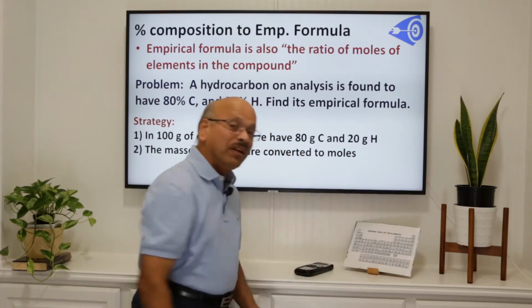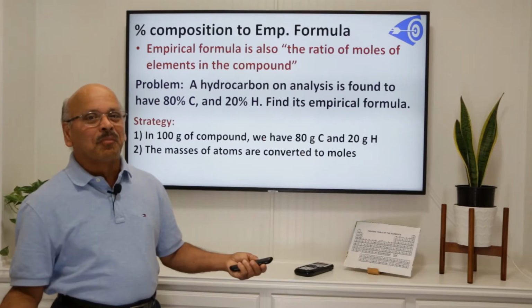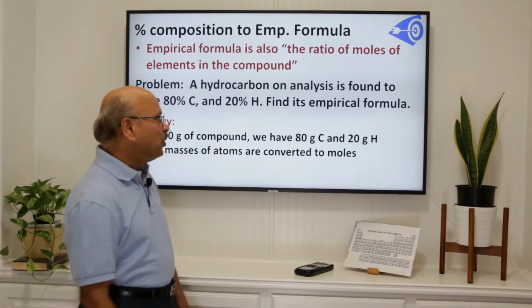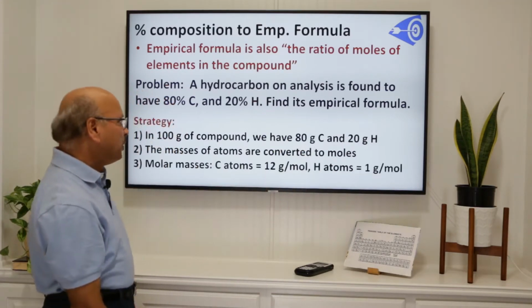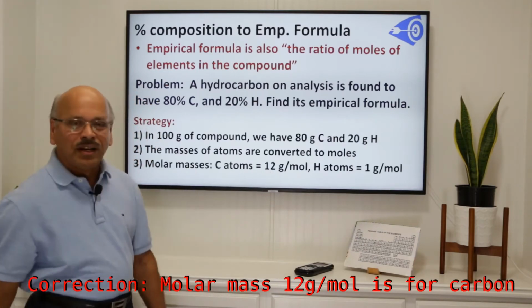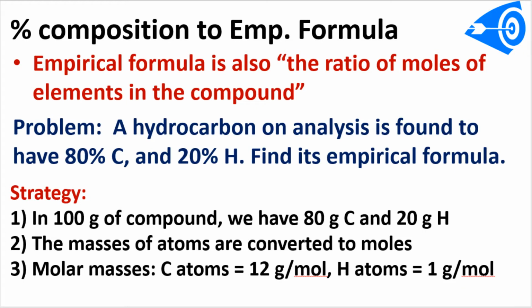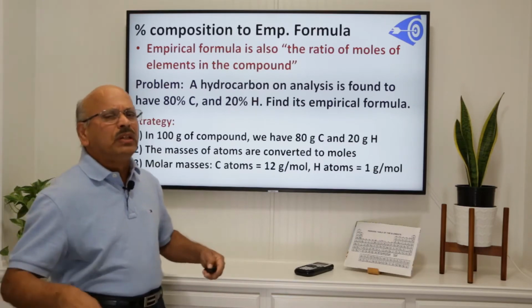And the molar masses of atoms are pretty easily got from the periodic table. The periodic table gives you the molar mass of elements, which is the molar mass of atoms. So the molar mass of carbon and hydrogen we can take from the periodic table. It is 12 grams per mole for carbon and 1 gram per mole for hydrogen. So we'll be using that to convert the masses of these elements into moles.